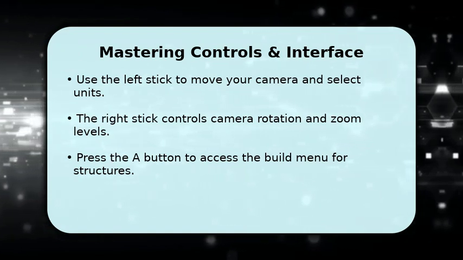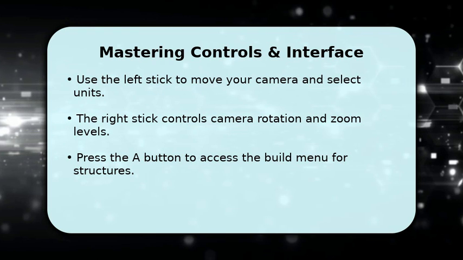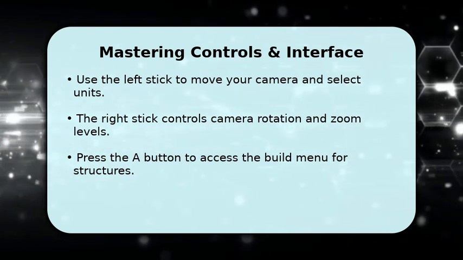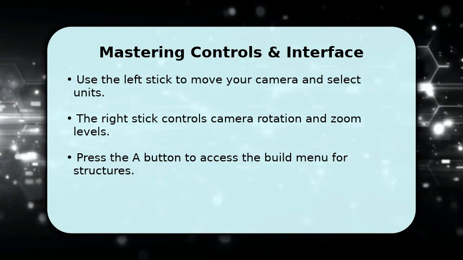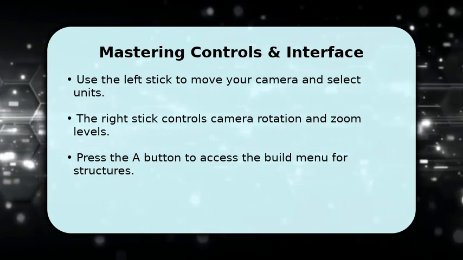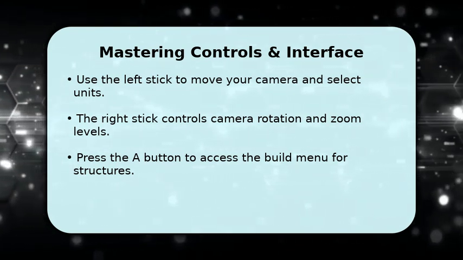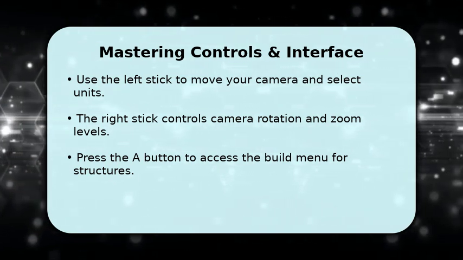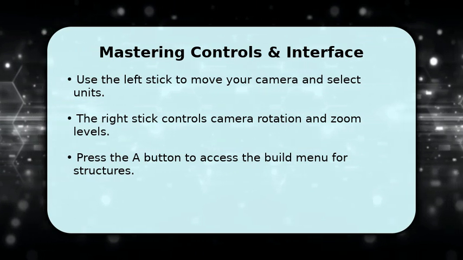The left stick is your primary tool for moving the camera around the map and selecting individual units or groups. Meanwhile, the right stick allows you to rotate your view and zoom in or out for a better perspective. Pressing the button brings up your build menu, and the radial menu helps manage resources and unit production efficiently.